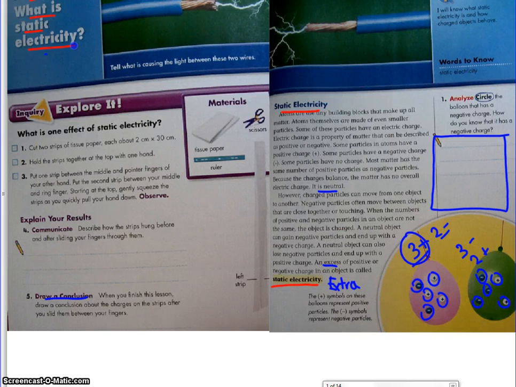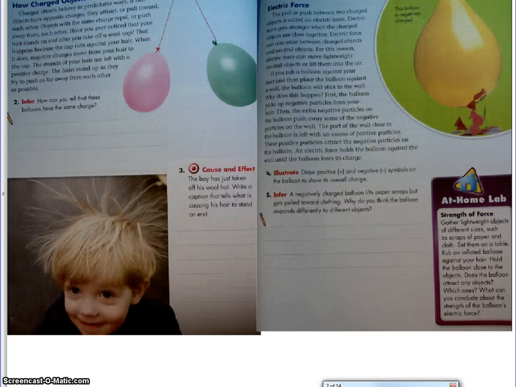Our green balloon has 3 negative and 2 positive, so it's going to have a negative charge. So in this case, it's our green balloon because it has more negative particles than the pink balloon. Okay, so that's static electricity. If it has an imbalance, anything that has more positive or more negative, it's going to have a static charge. All right, so let's keep reading.